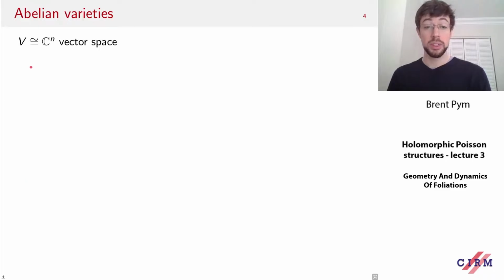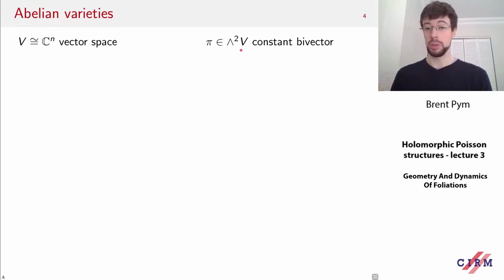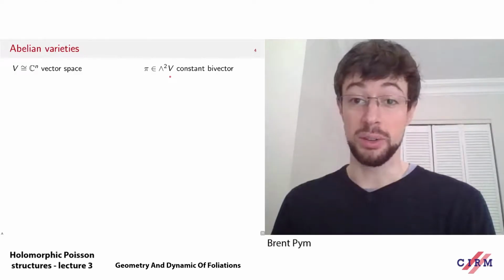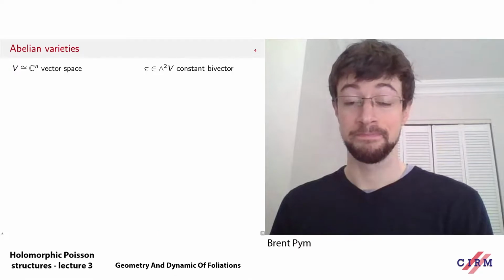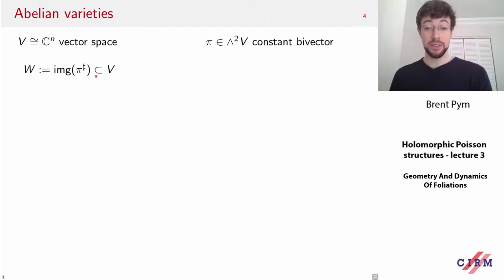So as an example of this previous construction, we could look at Abelian varieties. So let's start with a vector space V, which is isomorphic to C^n, so an n-dimensional complex vector space. And let's consider a constant bivector. So it's an element in wedge 2 of this vector space, which remember we can think of as being a constant bivector field on V using the standard trivialization of the tangent bundle. And let's look at the image of the anchor map of this Poisson structure, which is a subspace W in V. It indicates the tangent space of the symplectic leaves.